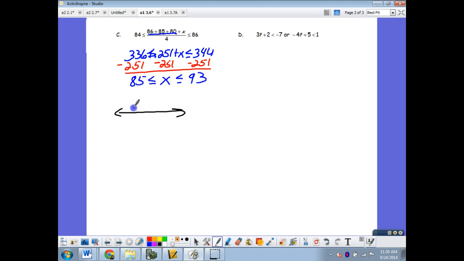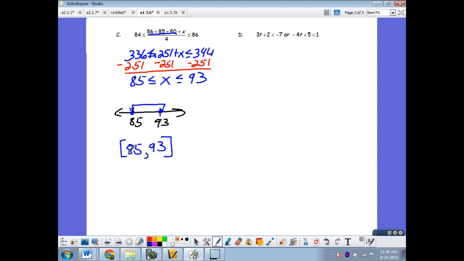The graph, our critical points are 85 and 93. Since this is less than or equal to, we're going to have a closed circle at 85. Also a closed circle at 93 and shaded in between. So then, the interval form, left end of the graph is 85. Right end of the graph is 93. Since they are both included, we're going to have brackets around each one. Again, the three solutions: inequality, graph, and interval.